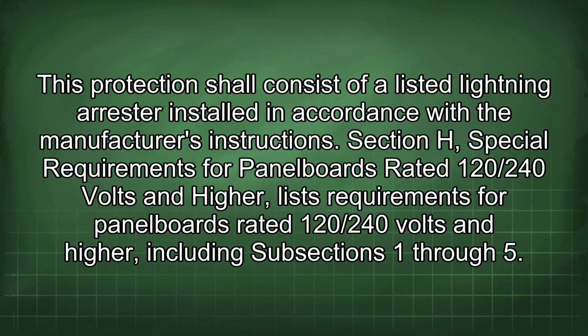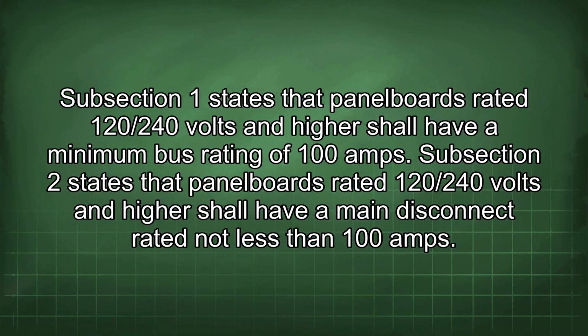Section H, Special Requirements for panelboards rated 120/240 volts and higher. List requirements for panelboards rated 120/240 volts and higher, including subsections 1 through 5. Subsection 1 states that panelboards rated 120/240 volts and higher shall have a minimum bus rating of 100 amps. Subsection 2 states that panelboards rated 120/240 volts and higher shall have a main disconnect rated not less than 100 amps.